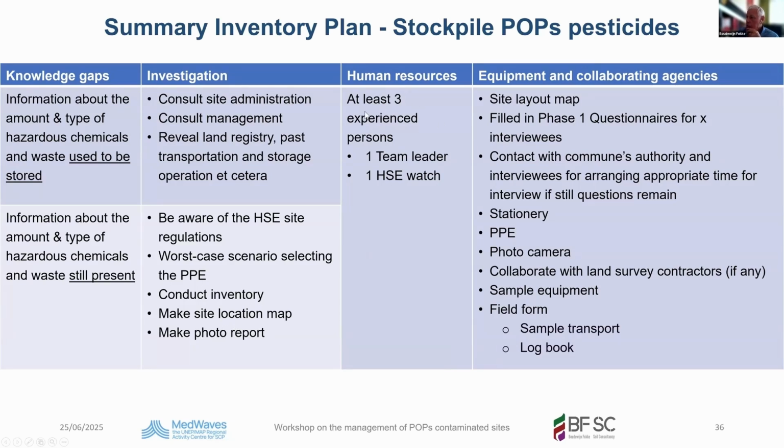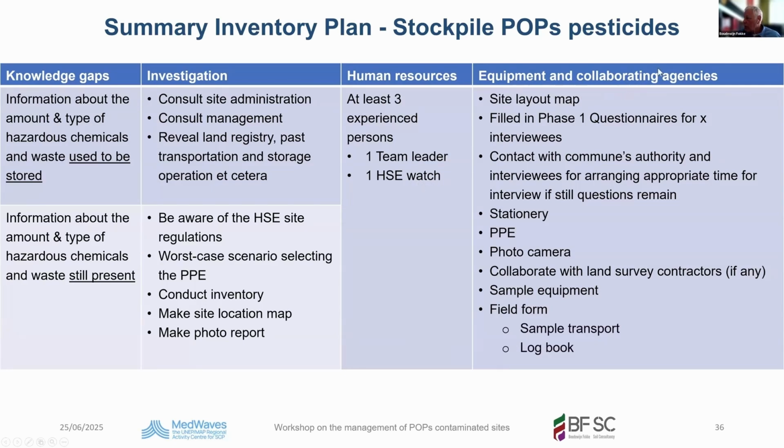And what human resources? In this case, you need at least 3 people: team leader, a worker, and a watch. And I said a watch because if you go inside a storage facility, a pesticide storage facility, you need to carry PPE, personal protective equipment, but there should always be one outside watching and observing you and able to contact you or to call for help when something goes wrong.